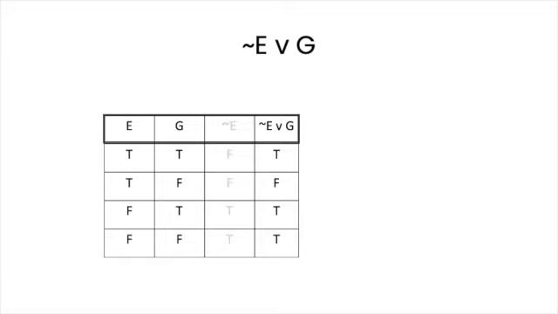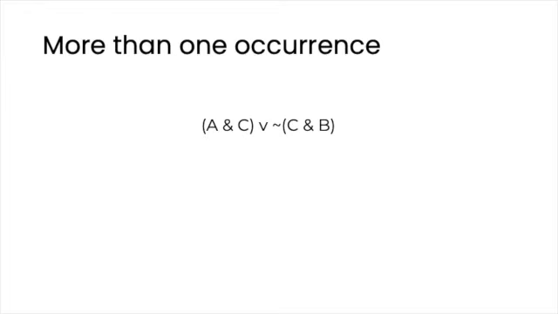It tells us that not E or G is false whenever E is true and G is false, and true in all other cases. Now let's up the ante with a more complex example. Look at this sentence. Here we have 3 sentence letters, so we have 8 rows and 3 initial columns, and we fill them according to our method. Then we start to build the sentence by assigning truth values to its components.